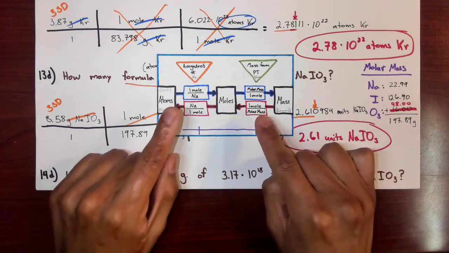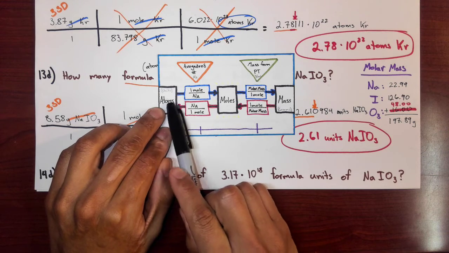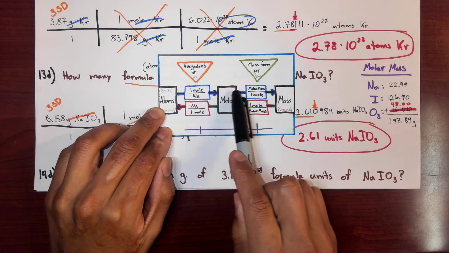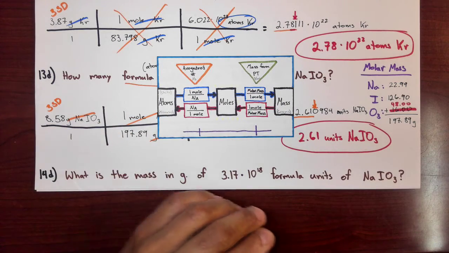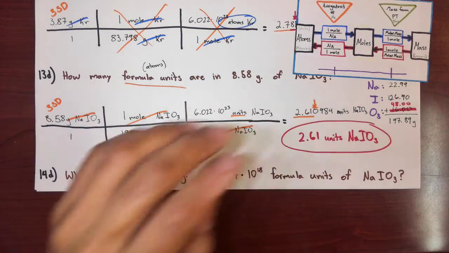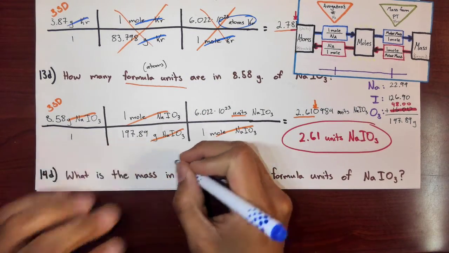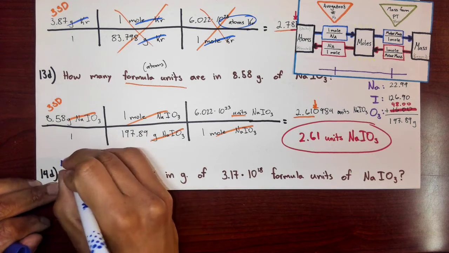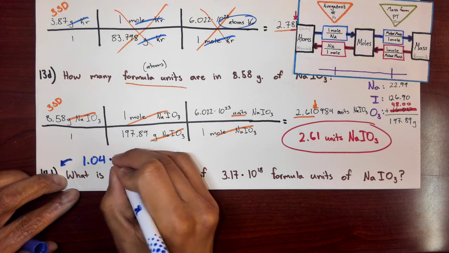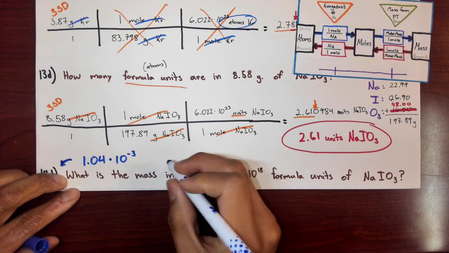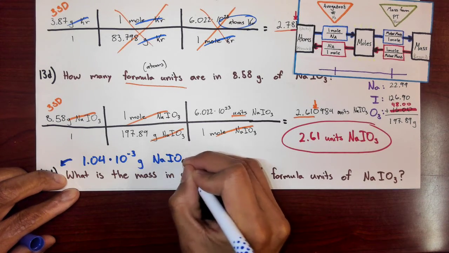So you're just going to start in the formula units or the atoms, and make your way through to mass. That's all you're going to do, but I'm going to give you the final answer for number 14D. The final answer for this question is 1.04 times 10 to the negative 3rd grams of sodium iodate.